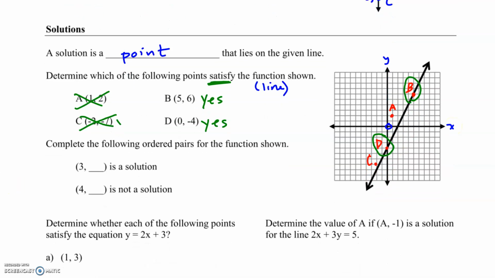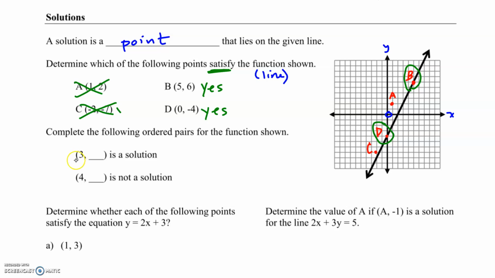All right, now we're given an x value, and we have to complete the ordered pairs to show that (3, and then we pick the y value) is a solution. So if I go to an x value of 3, I can see I have to have a y value of 2 in order for that point to be a solution. So I know it has to be 2.